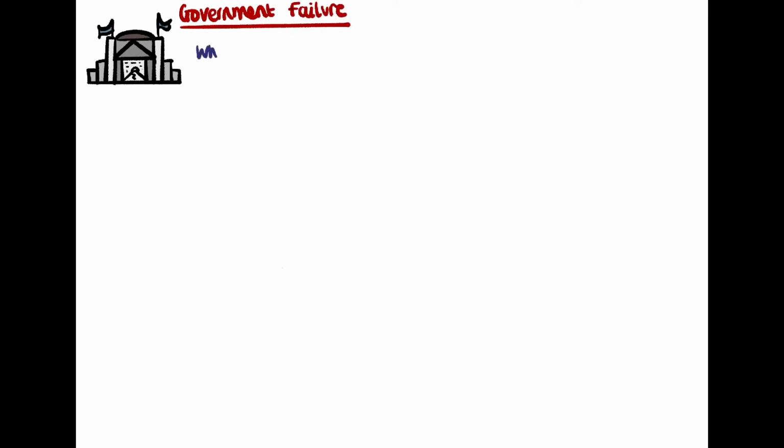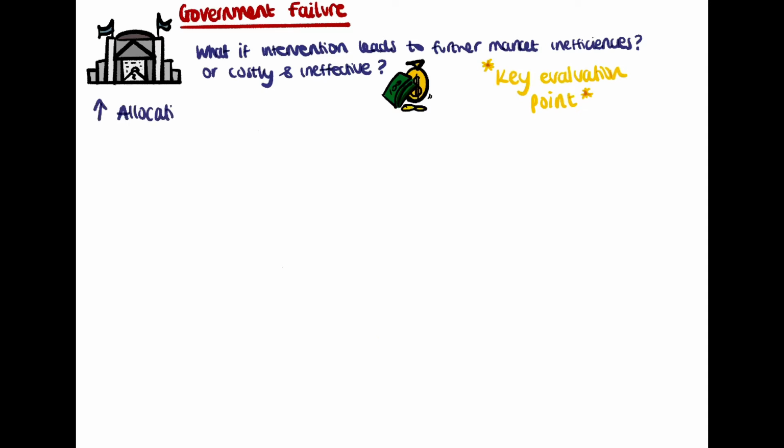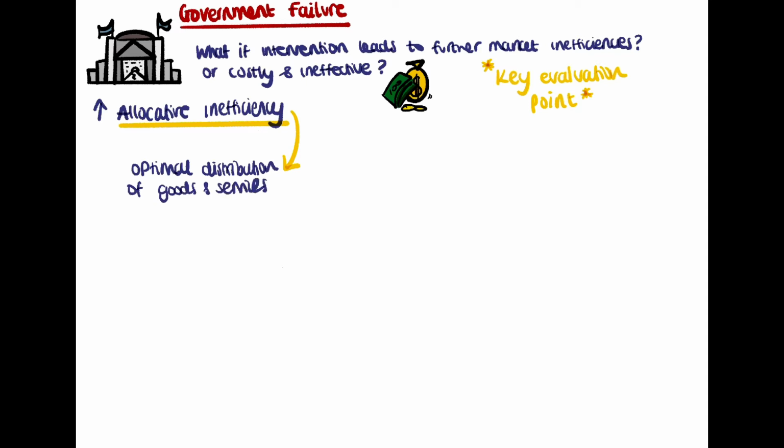The intervention may be successful in reducing market inefficiencies and correcting market failure, but what if intervention led to further market inefficiencies or intervention is costly and ineffective? When the costs outweigh the benefits to society, this is when the government has failed in its intervention. The failure also contributes to an increase in allocative inefficiency. This refers to the optimal distribution of goods and services in society and is usually when price is equal to marginal cost.